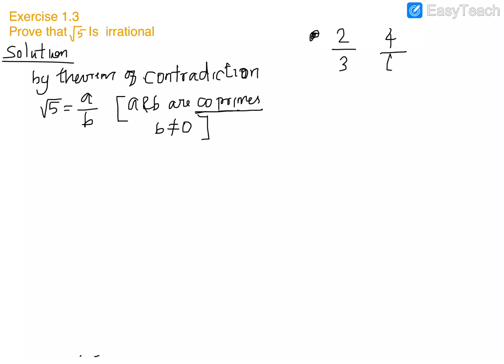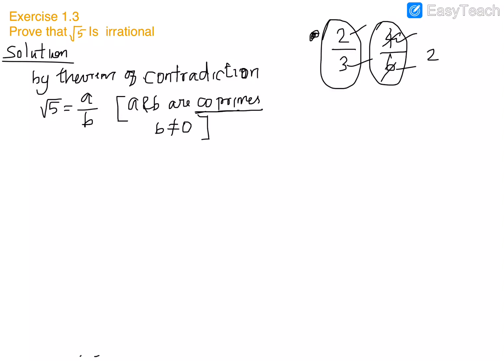Instead, if we write 4 by 6, we can reduce it by 2. In this case, 2 is a common factor between these two numbers. So here a by b should be 2 by 3, the simplest form, not 4 by 6. This is what co-primes are. 2 and 3 are co-primes, not 4 and 6. So a and b must be co-primes. This is the rule for the theorem, right? And obviously b is not equal to 0.